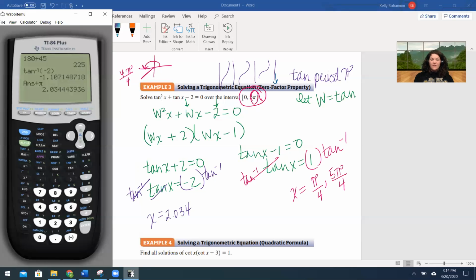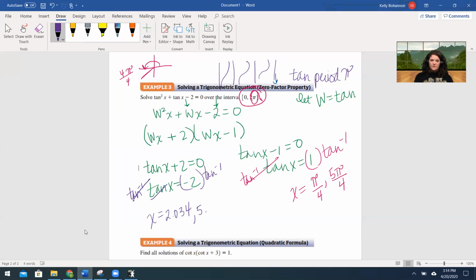And then I need another answer, so I just add a period. So it repeats itself, so I add pi. And my next answer is going to be 5.176, which is between 0 and 2 pi, because 2 pi would be 6.28. So there's your 4 answers.